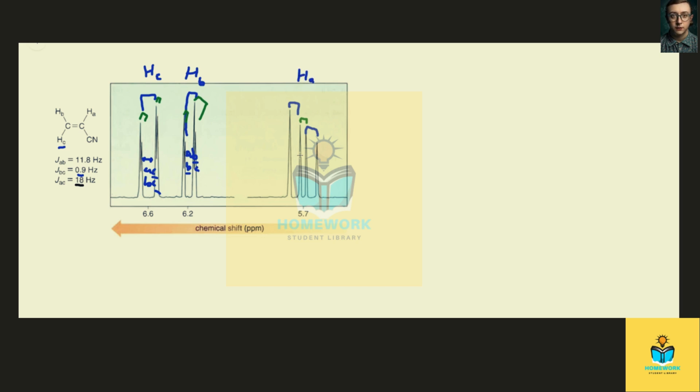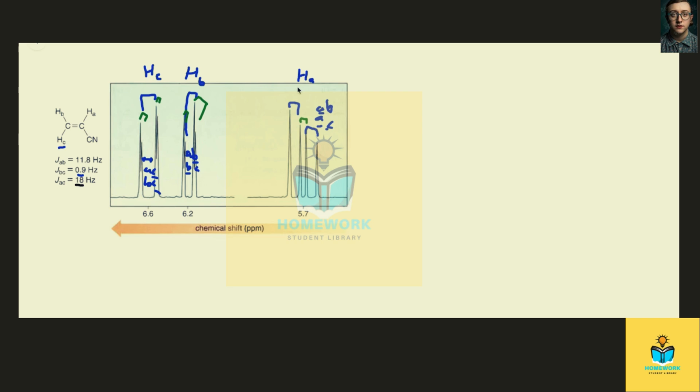We can double check that. We have 2 very large gaps, the 18 and 11 hertz. So we have AB and AC coupling constant values. And once again, we can determine that A in this case is the common constant. So this is going to be the HA proton.